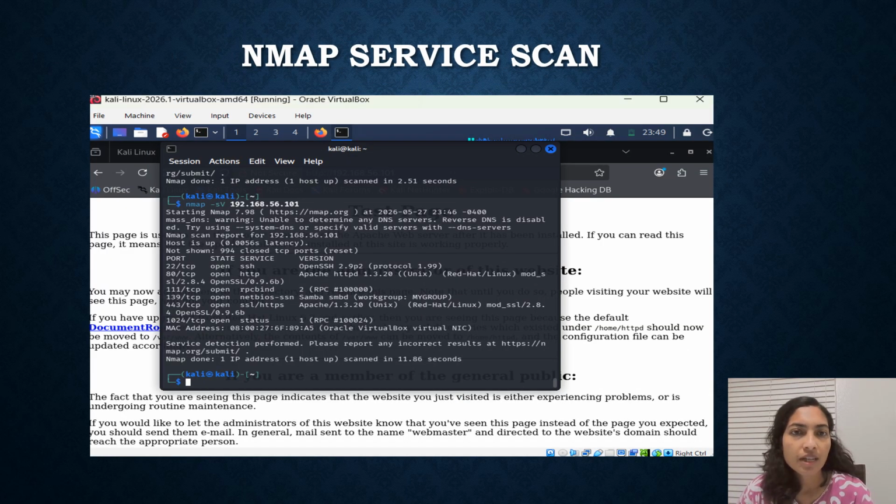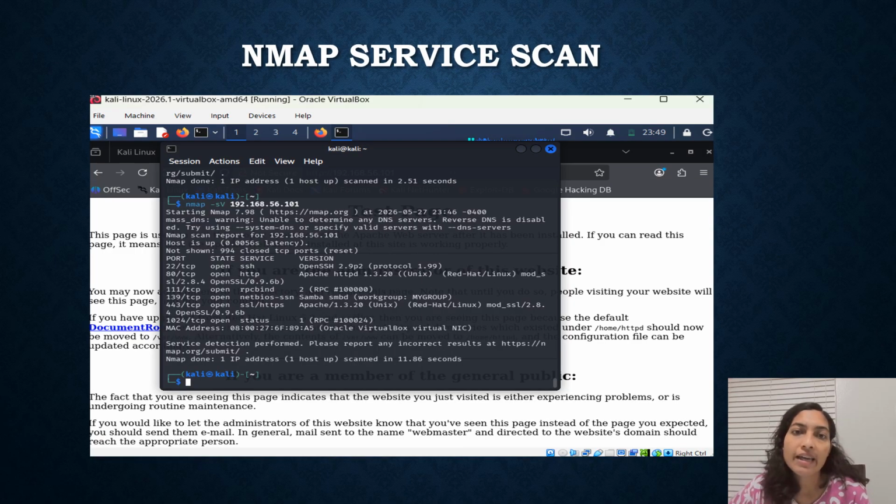Nmap service scan. Another command I used is nmap -sV and the target IP, which is another version detection scan, so I can get a clear picture of what services and versions are running on the target. This type of scan digs deeper and usually gives us more specific information about each open port.